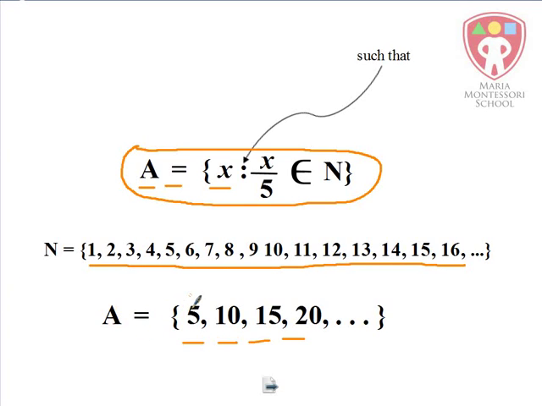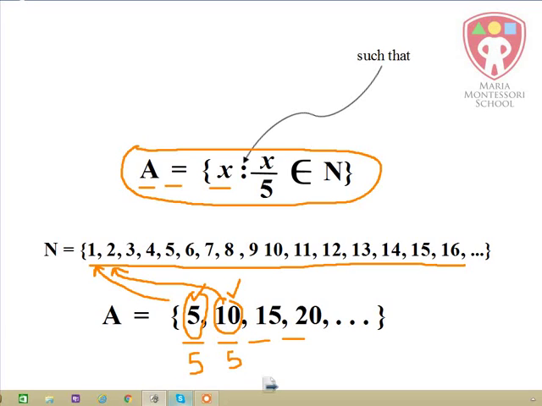So, for example, if we have a number in set A, take the 5, it's telling us that we must divide the 5 by 5. When we get the answer, it must be found within this set of natural numbers. So 5 divided by 5 equals 1, which is in the set of natural numbers. So 5 is allowed to be here. Take the 10. 10 divided by 5 gives us 2. 2 is here in our set of natural numbers. So 10 is allowed to be in set A.